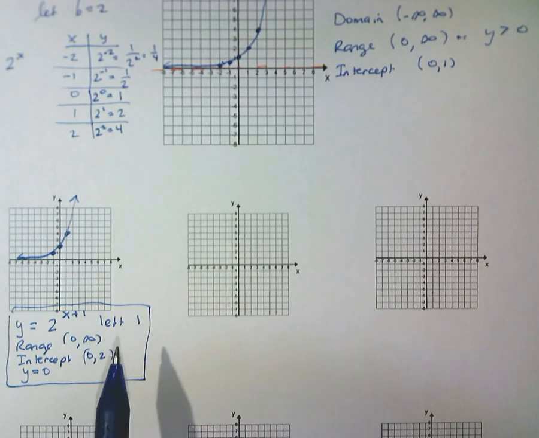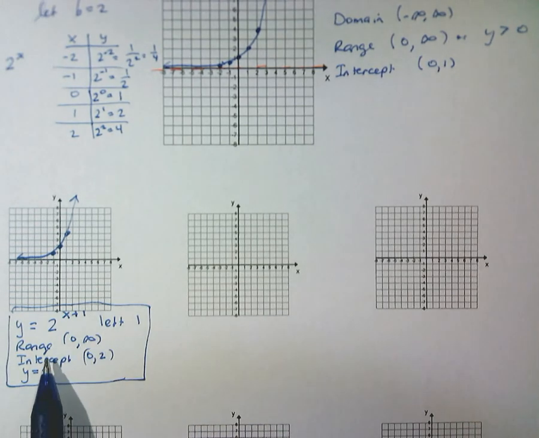It doesn't matter if I move left or right, my range won't change. My range will only change if I move up or down. Same thing with my asymptote. This is a horizontal asymptote, so it will only change if I move up or down.